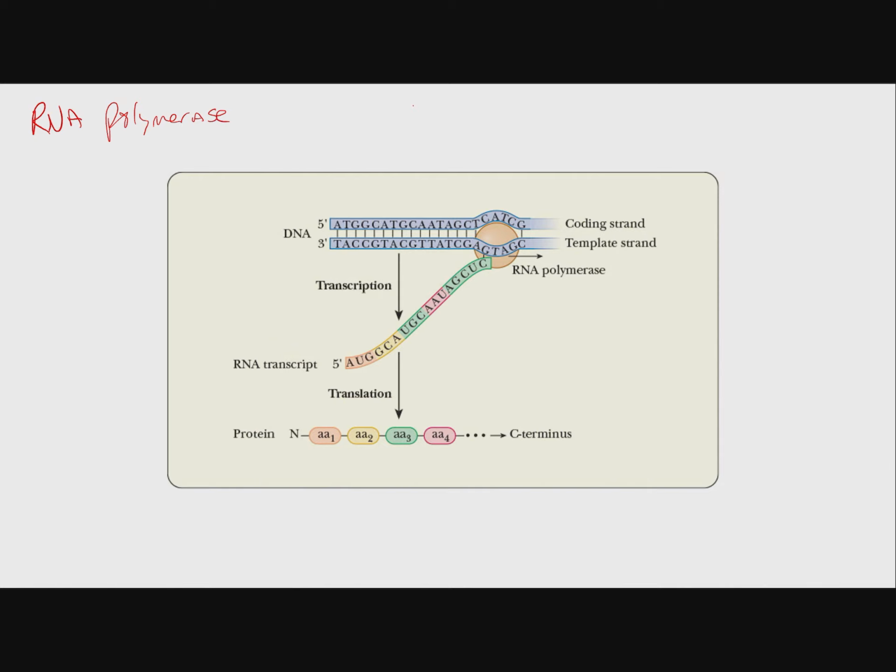It's a multi-subunit structure. There are, I believe, something like 6 different subunits. There's an alpha, an omega, a beta, a beta prime, a sigma. I'll give you some more info. The core enzyme is two alphas, the omega, beta, and beta prime. This is the core enzyme. It lacks the sigma subunit.